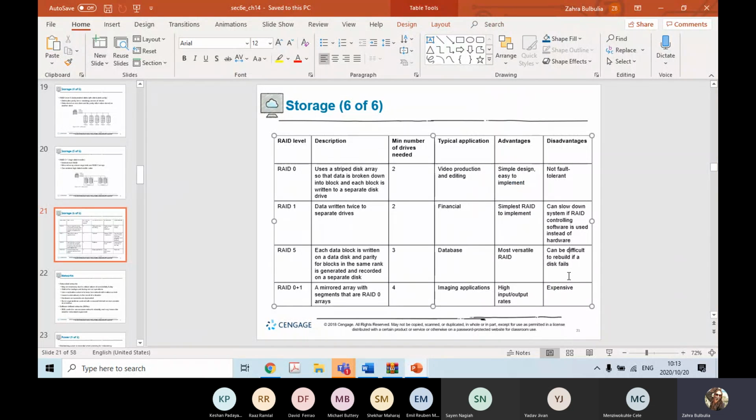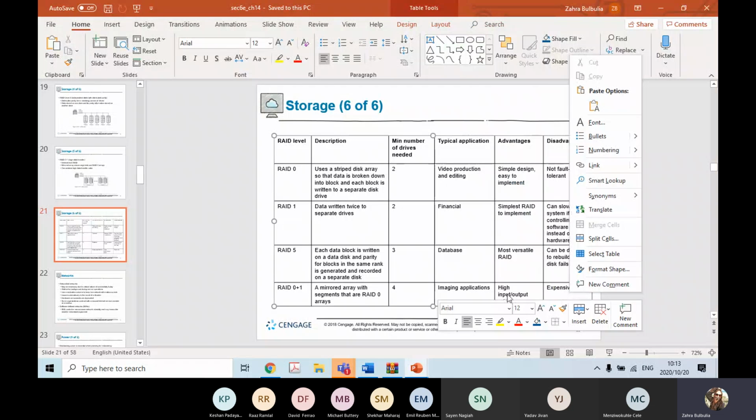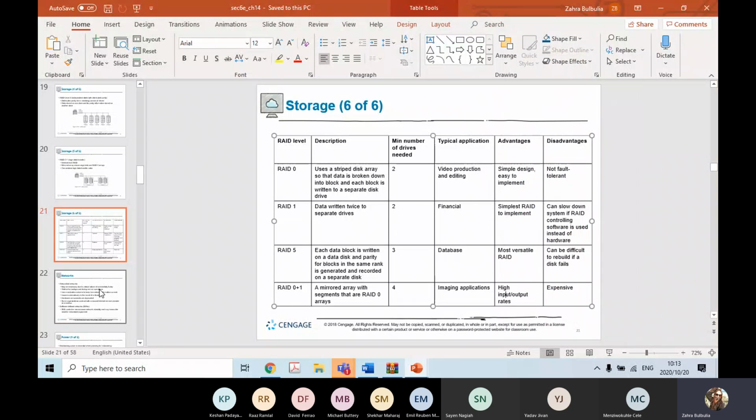And RAID 0+1, a mirrored array with segments that are RAID 0 arrays. So this is used in image applications. It's very expensive and has high input and output rates.